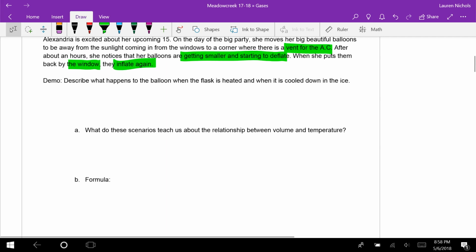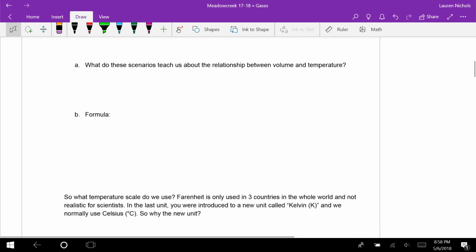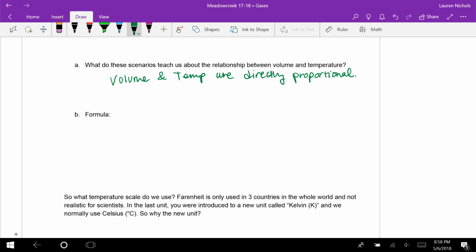You actually need to. But what these three scenarios teach us about the relationship between volume and temperature is that volume and temperature are directly proportional. They're similar to temperature and speed in the fact that when you change one thing, the other changes too. We see that when Edward's soccer ball was left outside at night when it was cold, the temperature went down, and so the volume of his ball also went down. It deflated. And Alexandria's balloons deflated when they were near the cold AC, but inflated when they were in the sunlight and their temperature started to rise.